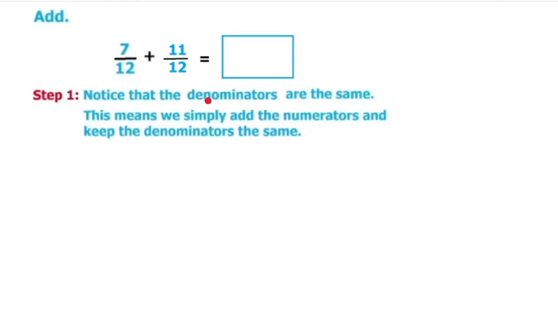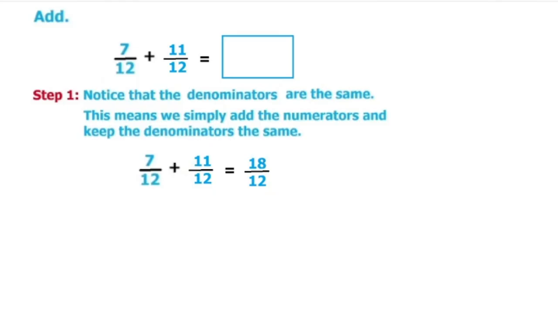So notice that the denominators are the same. This means we simply add the numerators and keep the denominators the same, okay? So let's do that. So 7/12 plus 11/12 equals 18/12. We just add these two. We get 18 and keep the denominator the same.